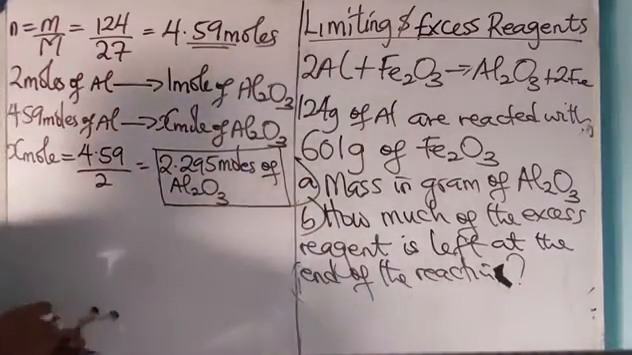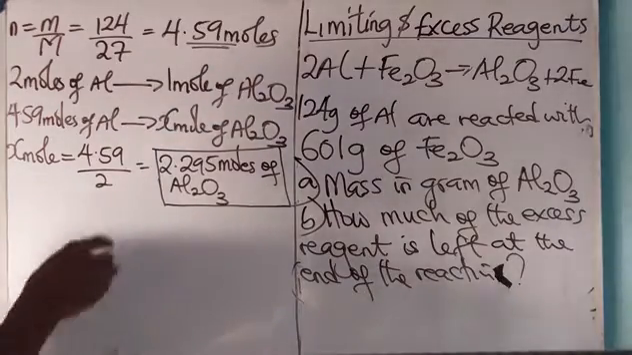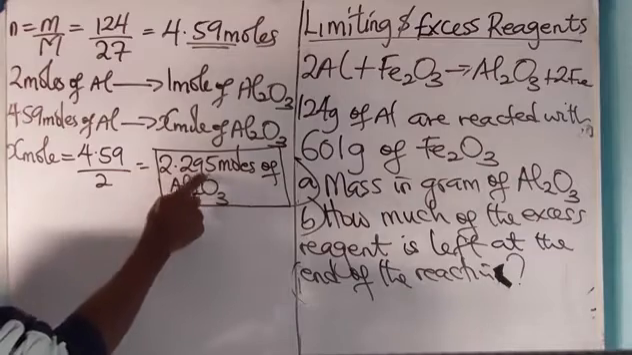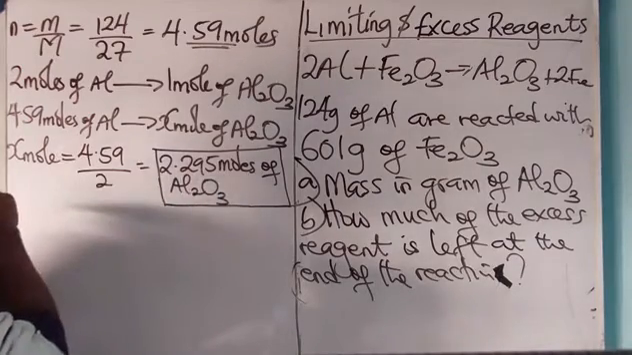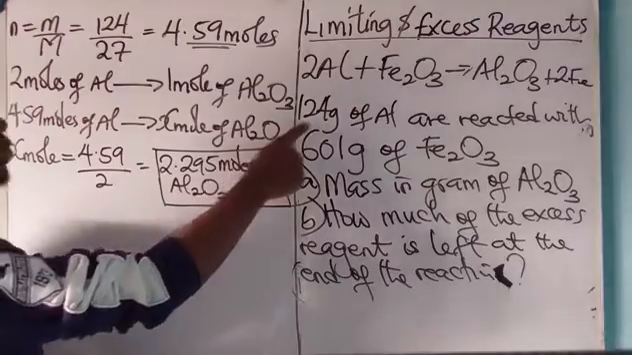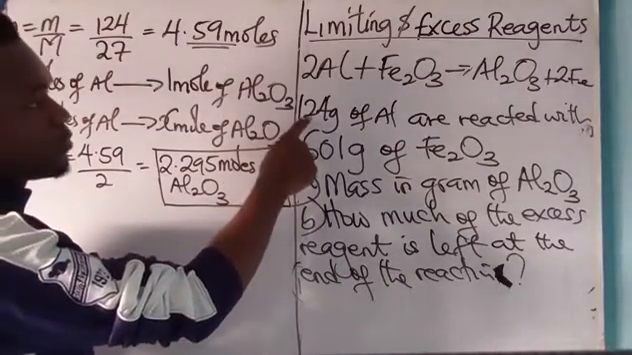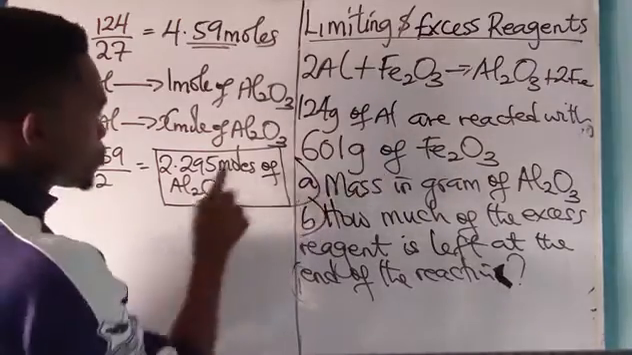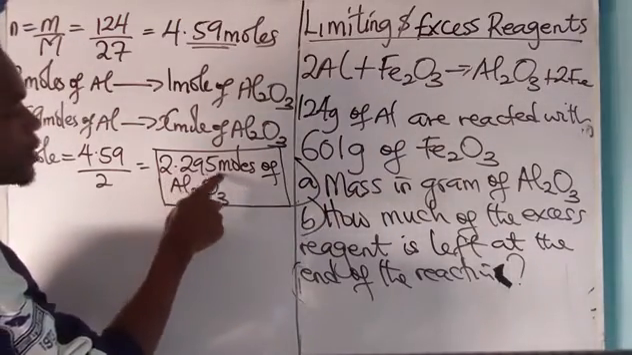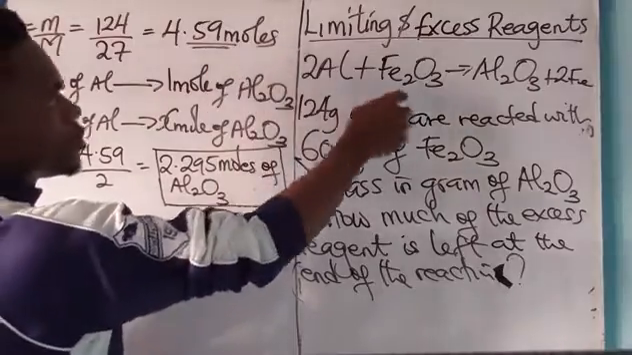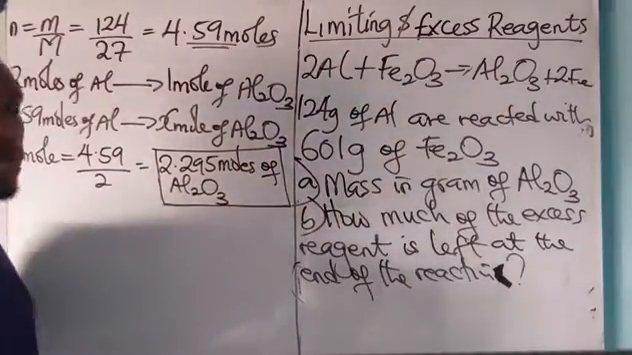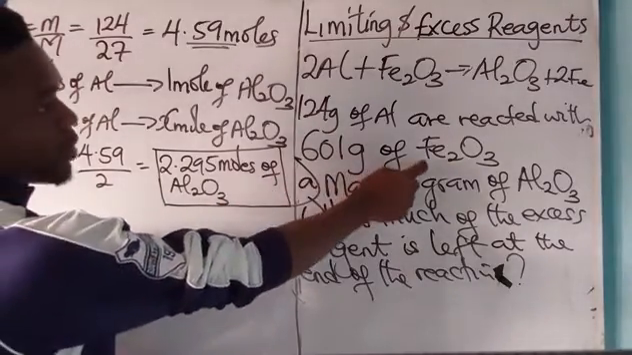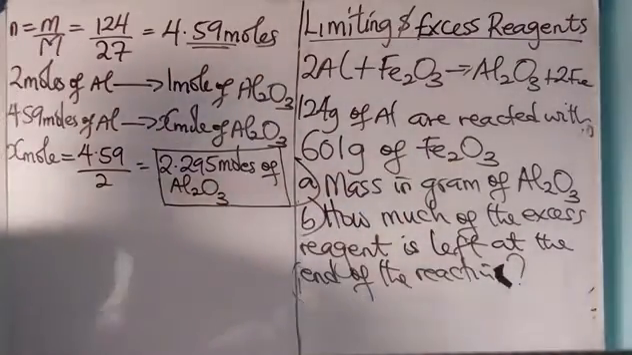It means that 124 gram of aluminium will produce 2.295 moles of aluminium oxide, all right? But that is not the final step. We are also given iron 3 oxide. So let's take it normally.